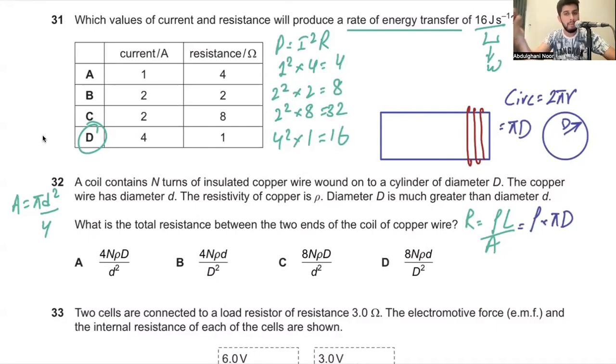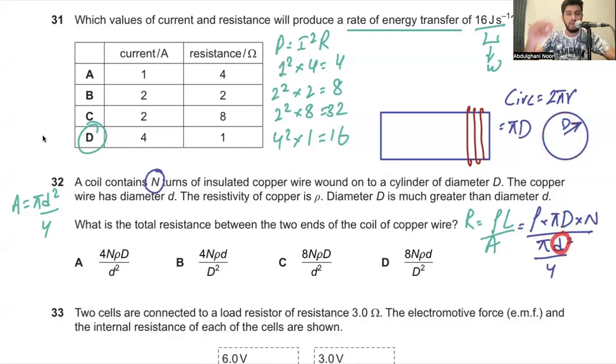एक टर्न होगा तो मल्टीप्लाई बाय 1. हमारे पास कितने टर्न्स हैं? n. So the total length is pi d multiplied by n, divided by area. The area is pi d squared upon 4. Keeping in mind the capital D is the diameter of the cylinder, the lowercase d is the diameter of the wire.